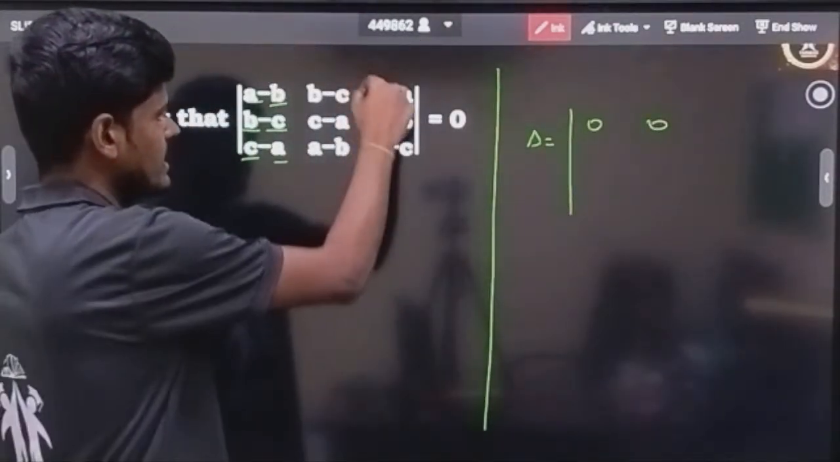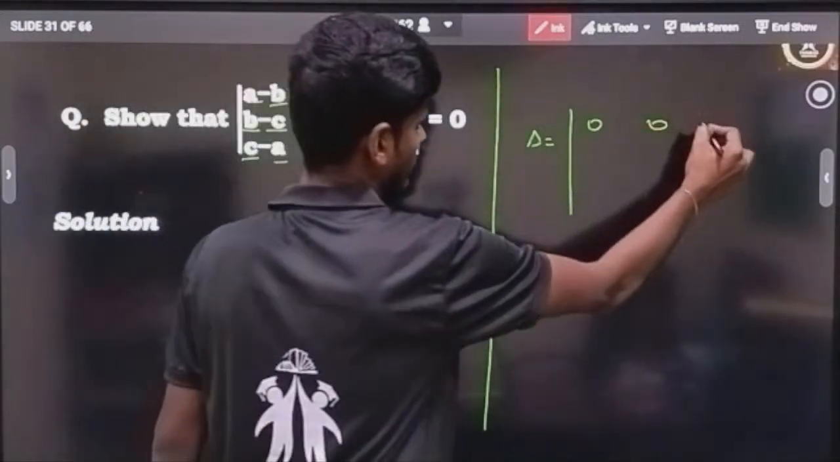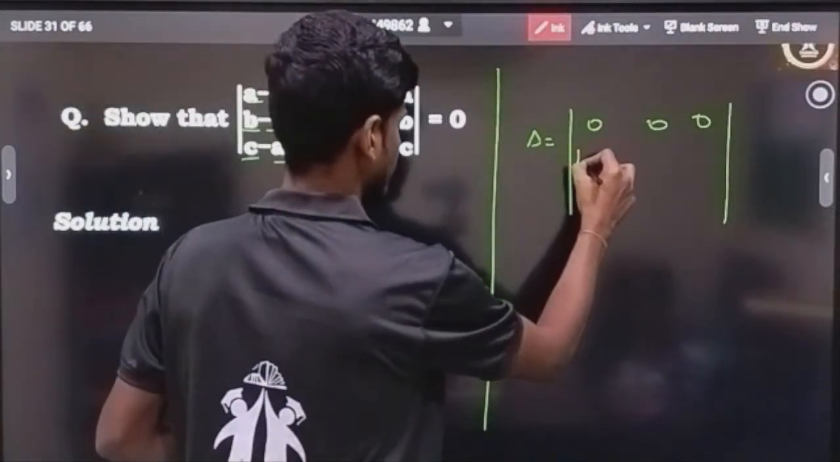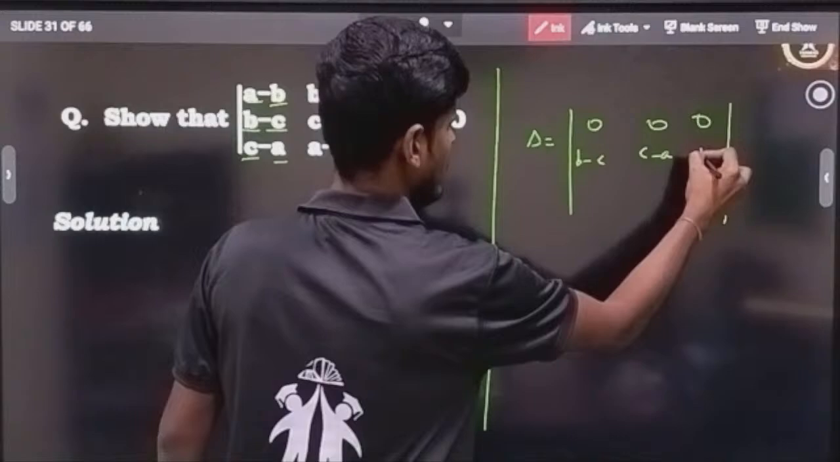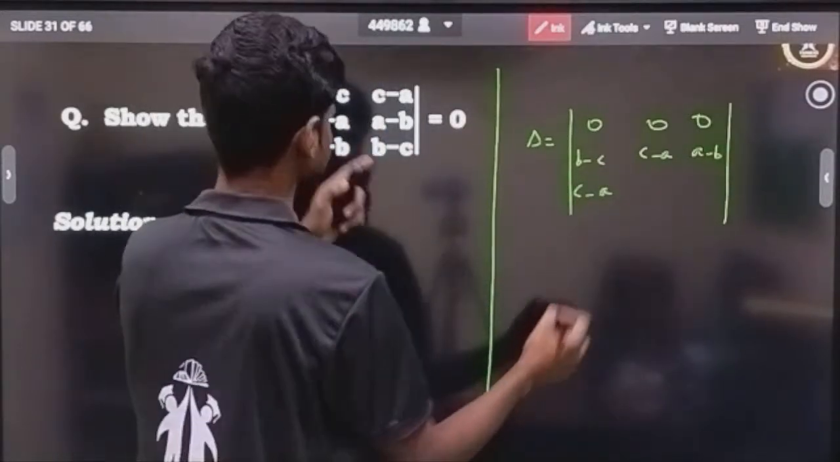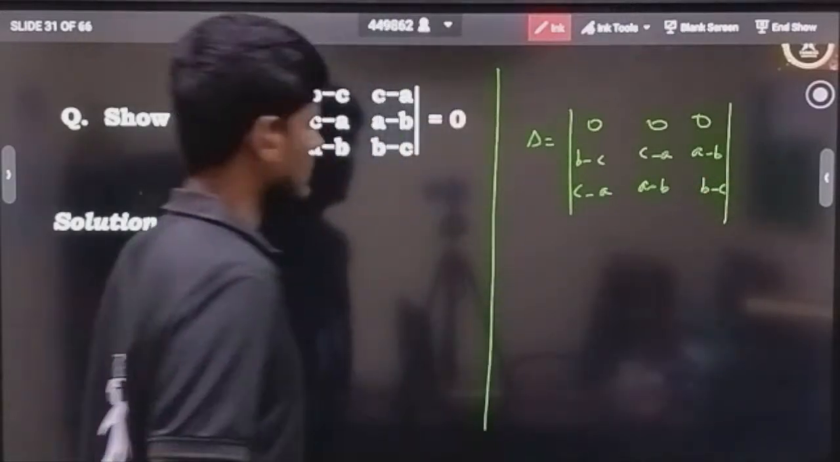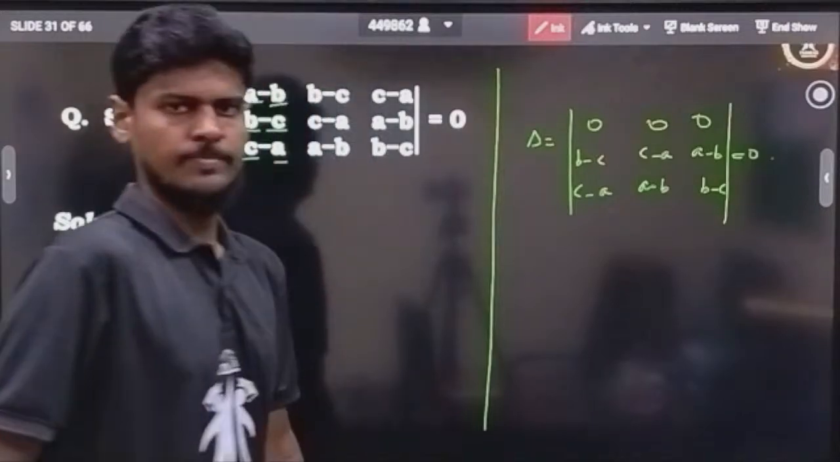Third one, again C minus C, B minus B, A minus A, it becomes 0. And write the remaining as it is. That will be B minus C, C minus A, and A minus B. Next one, C minus A minus B, A minus B, and B minus C. Value is 0.